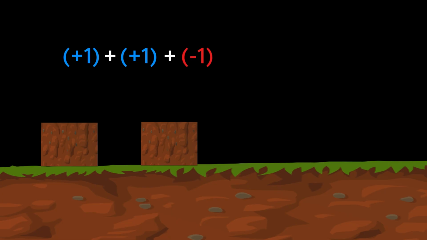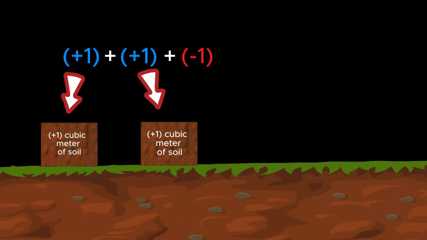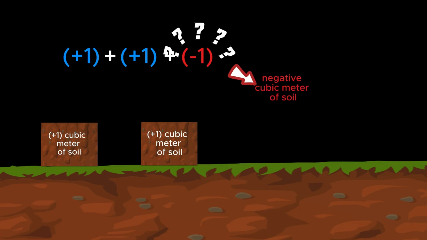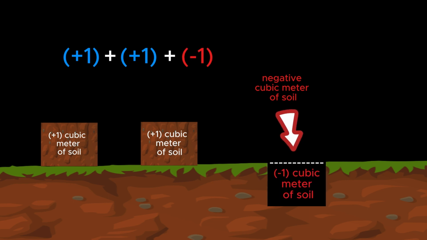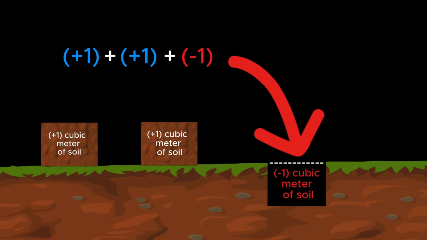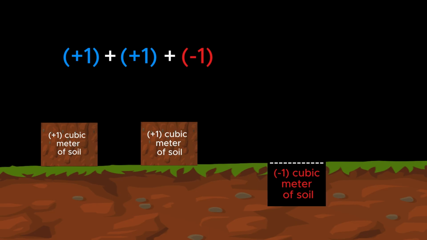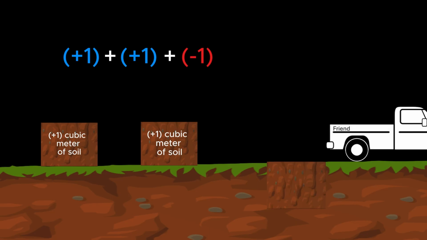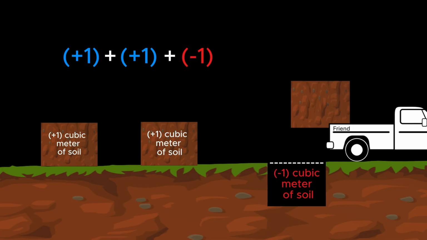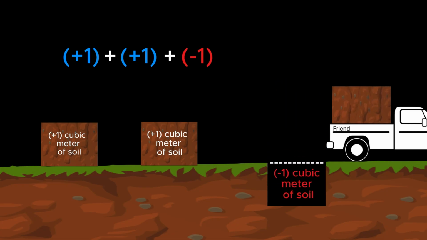And how can we represent this in our example? After all, we easily represented positive number 1 as a real cubic meter of soil. But how to be negative cubic meter of soil? The answer is simply, we represent it as missing soil. As you can see, the negative number 1 means that 1 cubic meter of soil is missing from my plot. What did I actually do to have minus 1 cubic meter of soil? To create this situation, I dug out 1 cubic meter of soil and gave it to my friend.